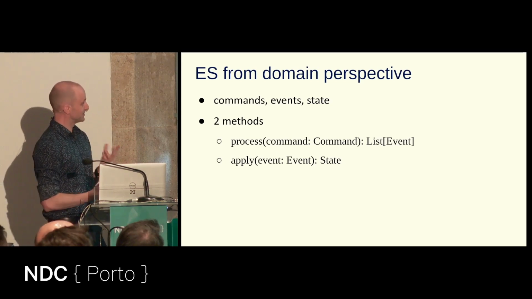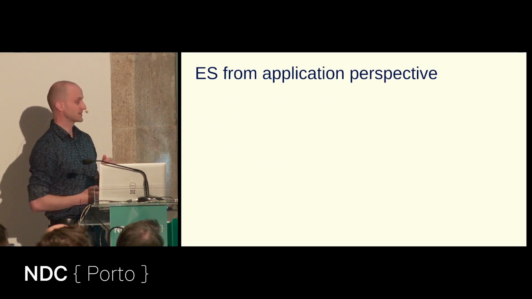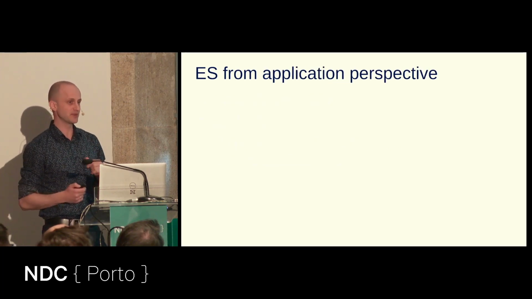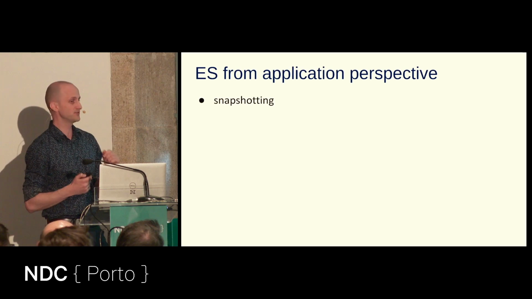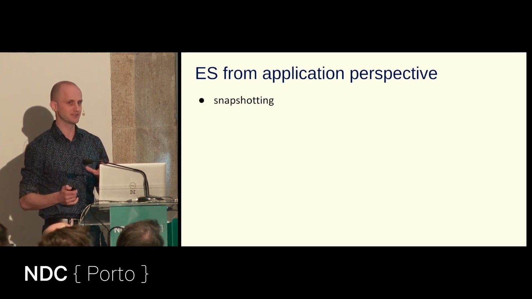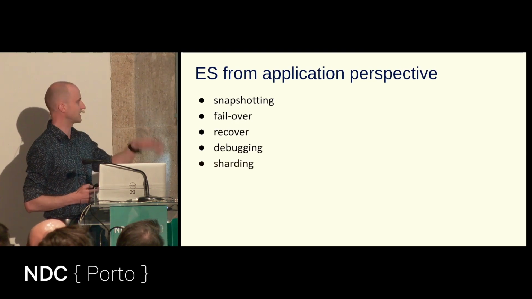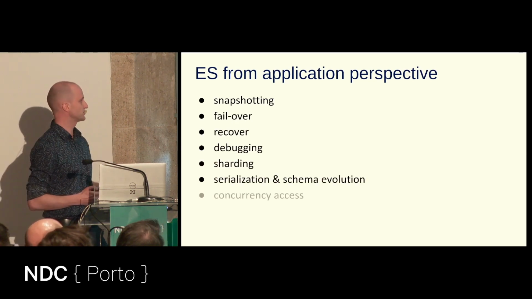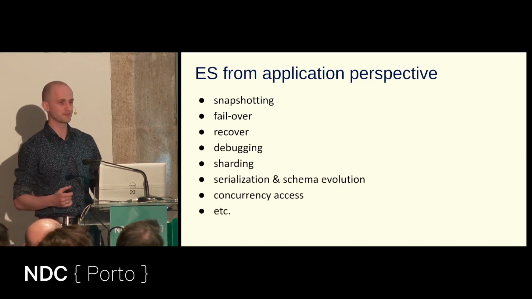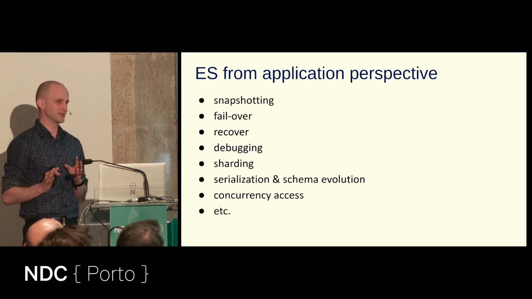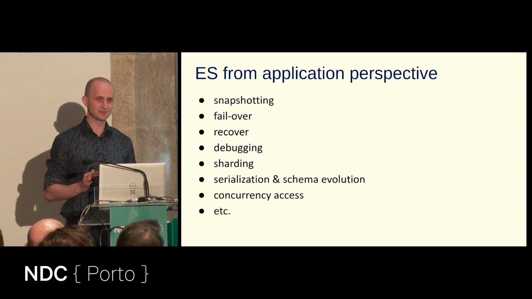I could agree with that, but there is one more problem. Your application will be production ready when you also deliver a few more set but required features like snapshotting, failover, recovery, debugging, sharding, serialization, schema evolution, concurrent access, etc., etc. And trust me, implementing this by yourself is a recipe for failure.